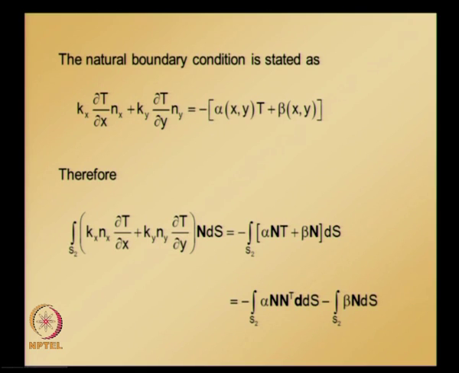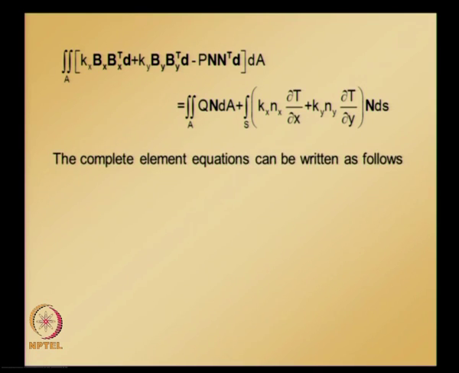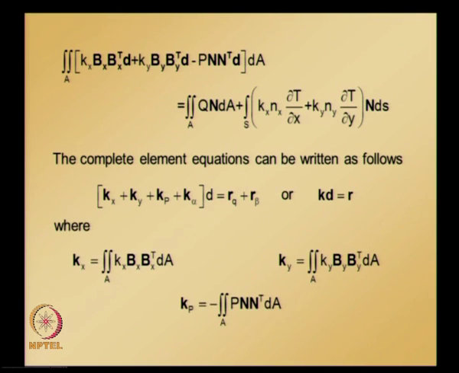So substituting this integral, in terms of finite element shape functions and nodal parameters or nodal values, into the earlier equation, the complete element equations can be written as kx plus ky plus kp plus k alpha times d, where d is the vector comprising the nodal parameters or nodal values, equal to rq plus r beta, or compactly written as kd equal to r, where kx, ky, kp are defined, and all these integrals can be evaluated using numerical integration, or they can be evaluated in closed form if the integrand is not complicated.